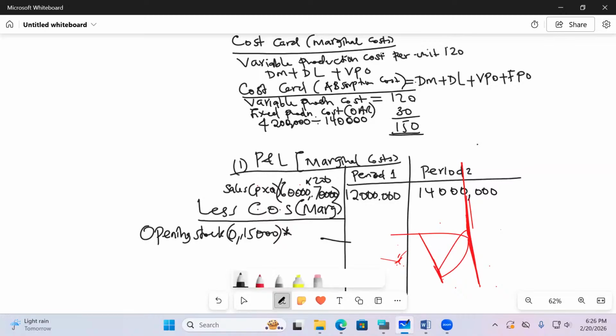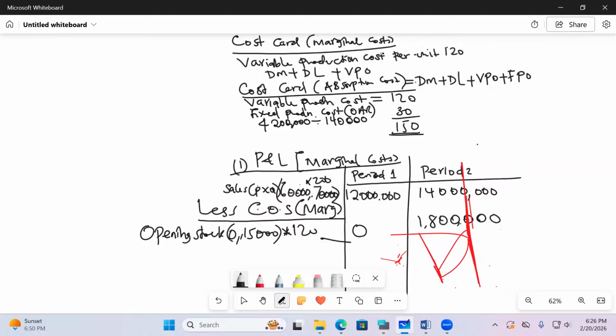So we continue, ladies and gentlemen. Remember this time round, we are using marginal. So I'm picking the marginal cost per unit, which is what here, somebody? Which is 120. So when I write 0, 15,000, 0 is for period 1, and 15,000 is for period what here, somebody? 2. So then 0 times 120 for period 1 gives me opening stock of what here, somebody? 0. How about 15,000 times 120? 1.8 million. So this one here we have 1.8 million, like that.